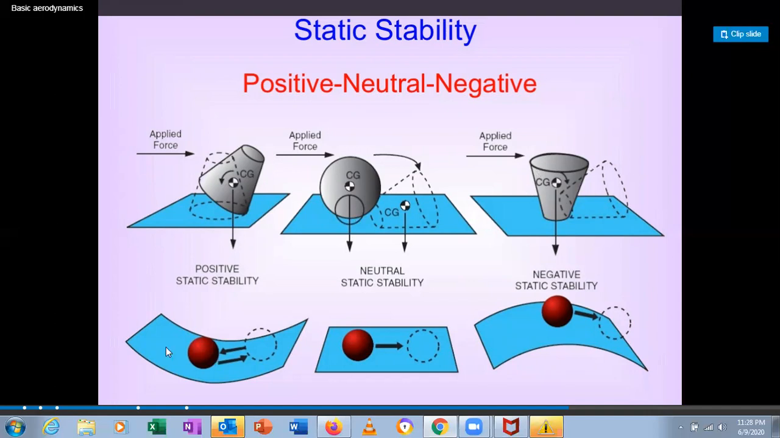You can see this is called positive. It will go back and come back to that. And neutral will stay there itself. And you can see it will not come back to its original position. That is called negative stability. Once it is disturbed, it will not come back to the original position. That is called negative static stability.